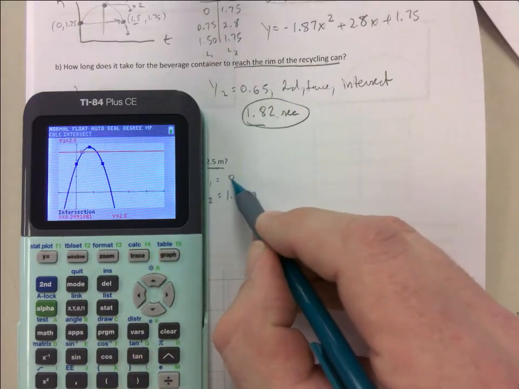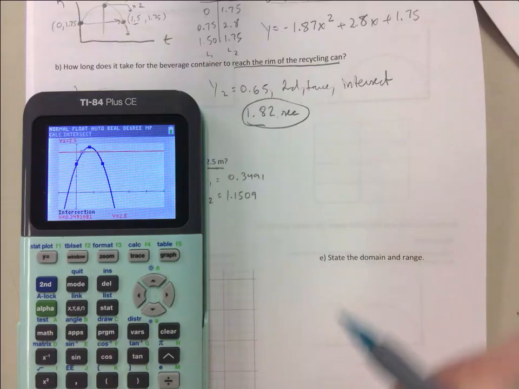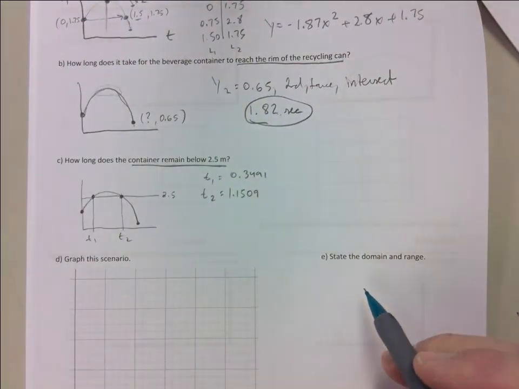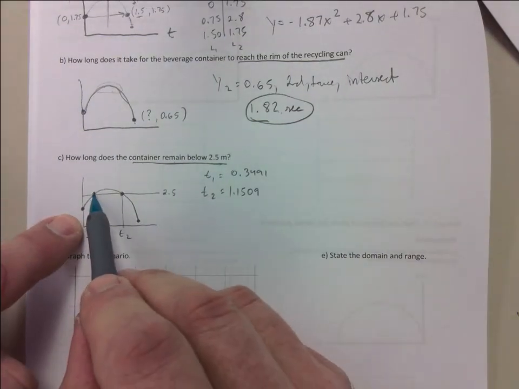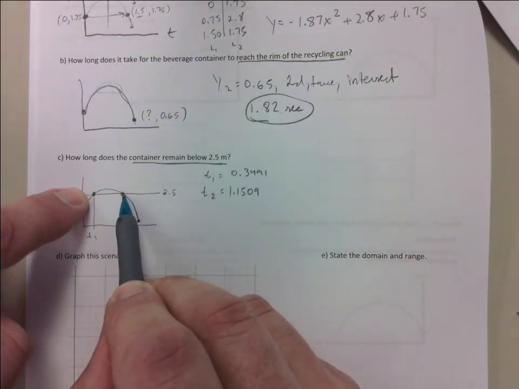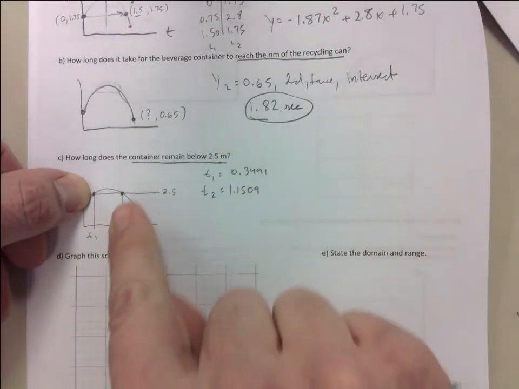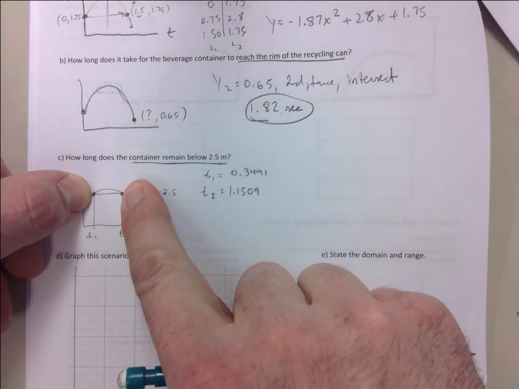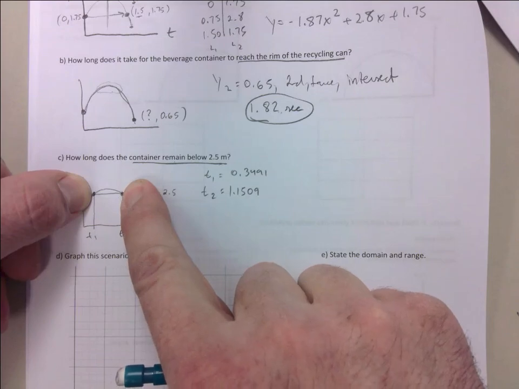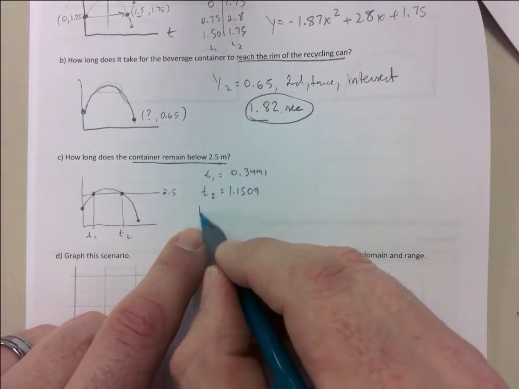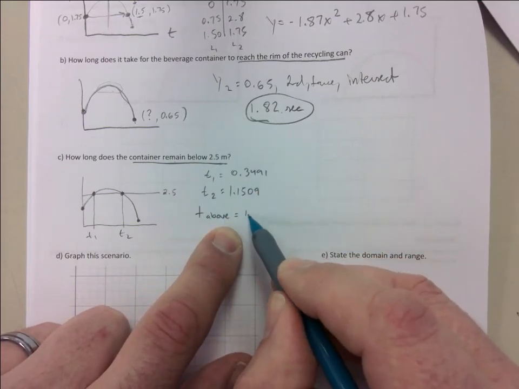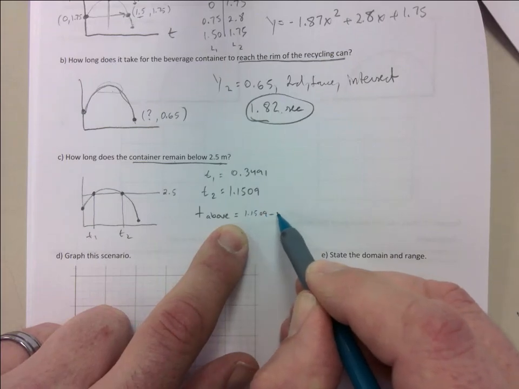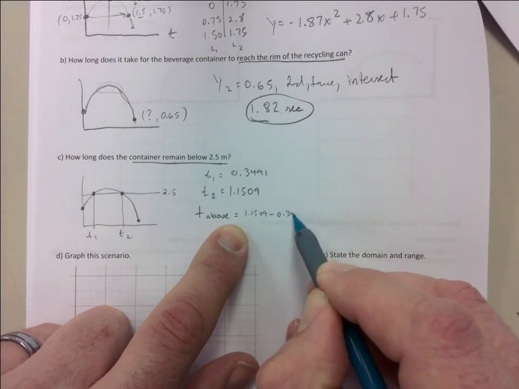This is 0.3491. If you subtract these two numbers, think about what happens between those two. You're above the 2.5 meter line. So technically time above is going to be 1.1509 minus 0.3491.